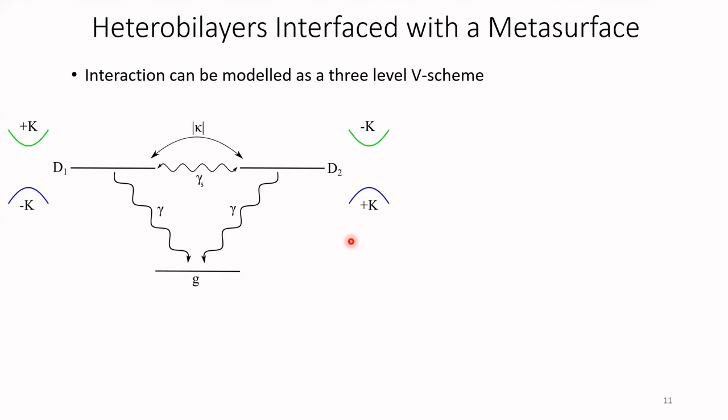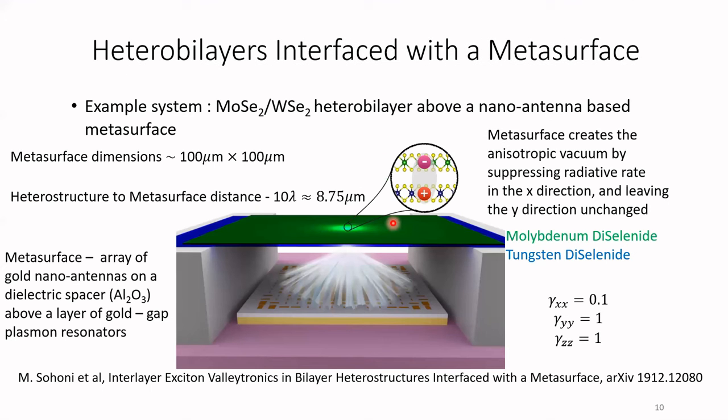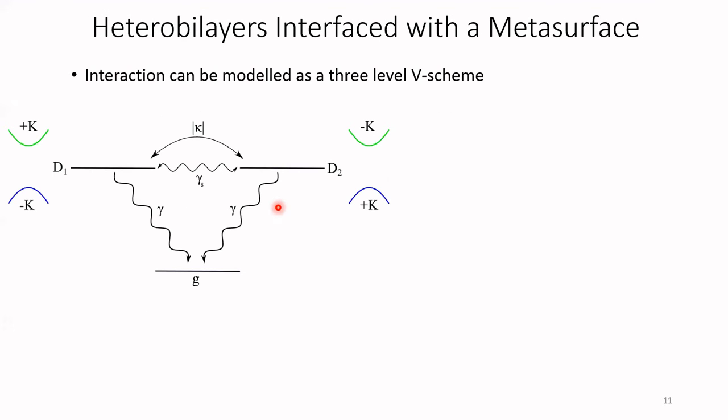And okay, so now how do we go about modeling the dynamics in our heterostructure? The interaction can be modeled as a 3-level V scheme. If you remember, in the interlayer exciton the electron sits in a different layer and the hole sits in a different layer, so these have been color coded corresponding to the layers. There is some amount of coupling between the two excitons, there is incoherent decoherence between the two excitons, and there is incoherent spontaneous radiation to the ground state.